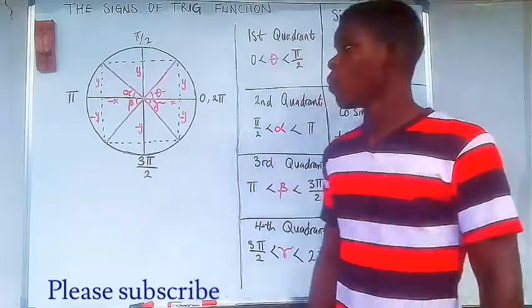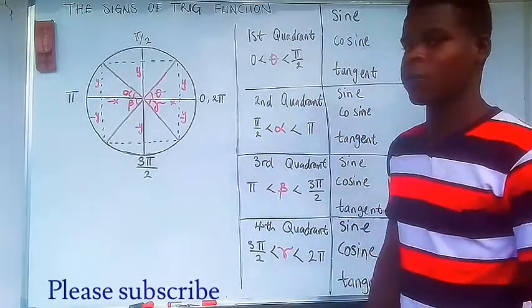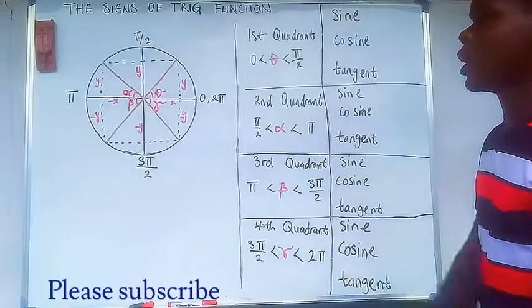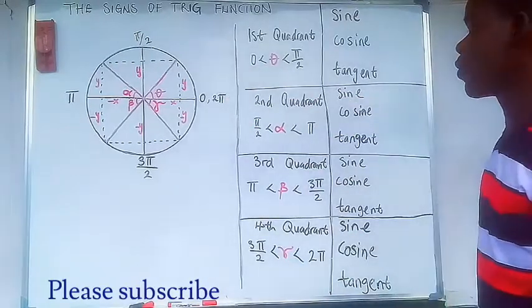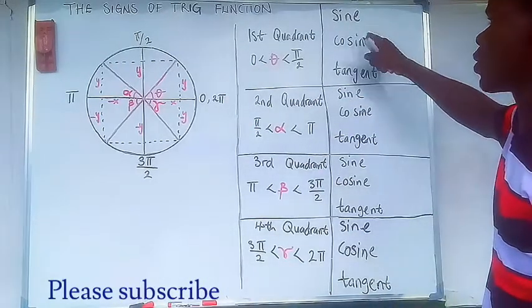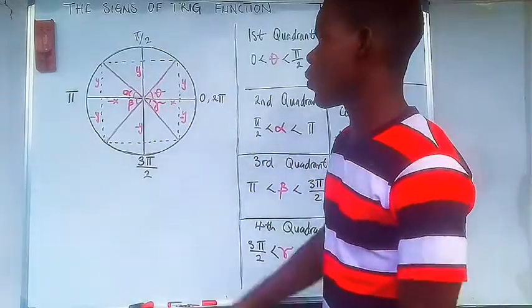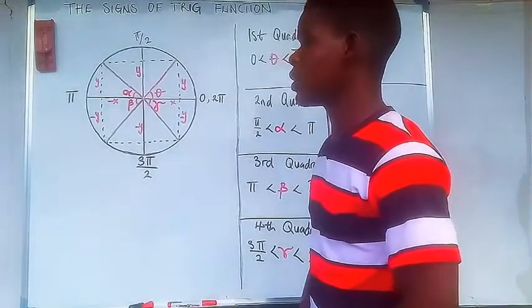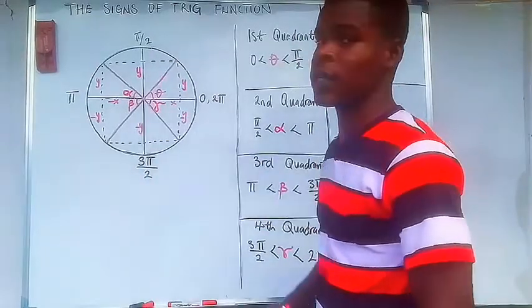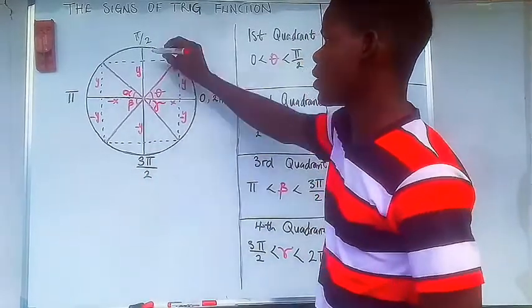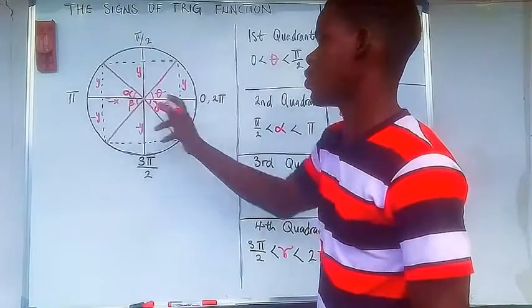Now right here, you want to find the signs of trig functions from the quadrant we are given. So we have the sine, the cosine, the tangent of all these right here. Now we have this circle, and this circle is divided into 4 equal parts by the 2 perpendicular lines from here to here and from here to here.